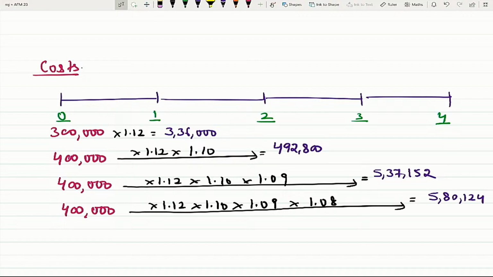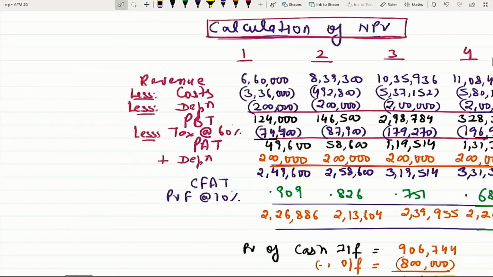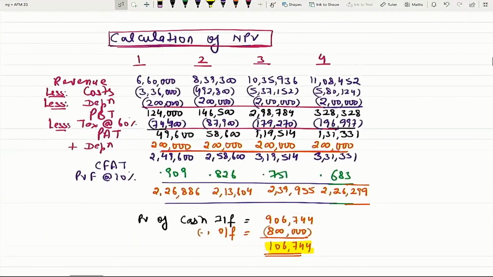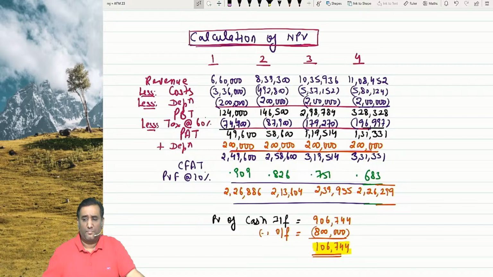Then I'll show you the CFAT calculation of NPV. This is what exactly I'm getting. Although in the book also the answer was given, that was multiplied, discounted in one go only. So this could be the perfect way. First calculate the revenues, cost. This question will remain important for the exam, please. This will be cost, revenue, depreciation, PBT, tax, PAT, add back depreciation, CFAT, present value factors.